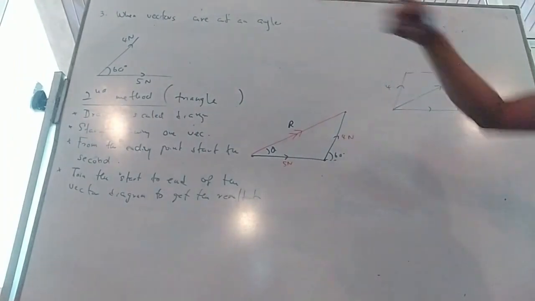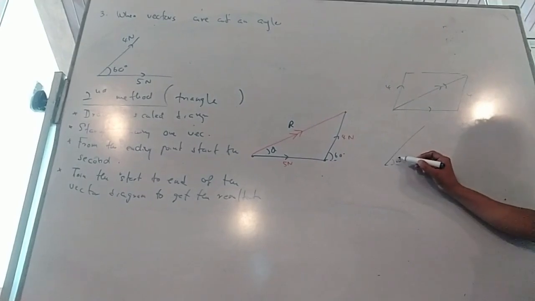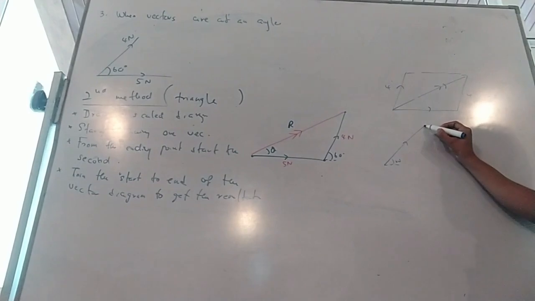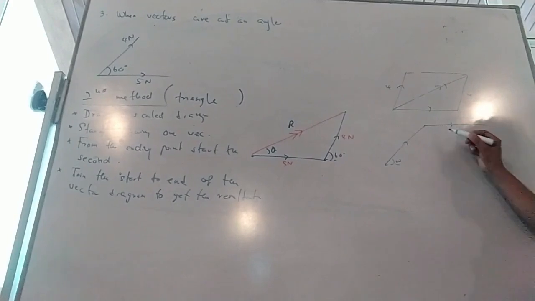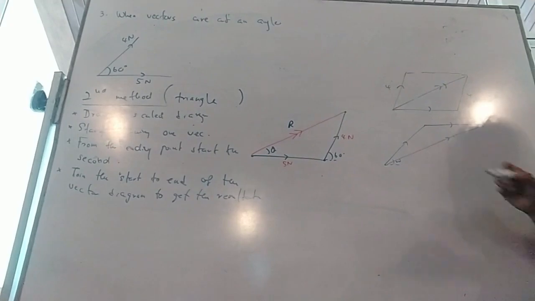Now even if you draw it the other way, if you start with the 4 Newton vector, it will give you the same value. If you draw the 4 Newton, we have to draw 60 degrees to the horizontal like this. So this is the first vector, and this is the end point of the first one. Then you draw the second one like this. So the resultant is like this, and it's the same figure.